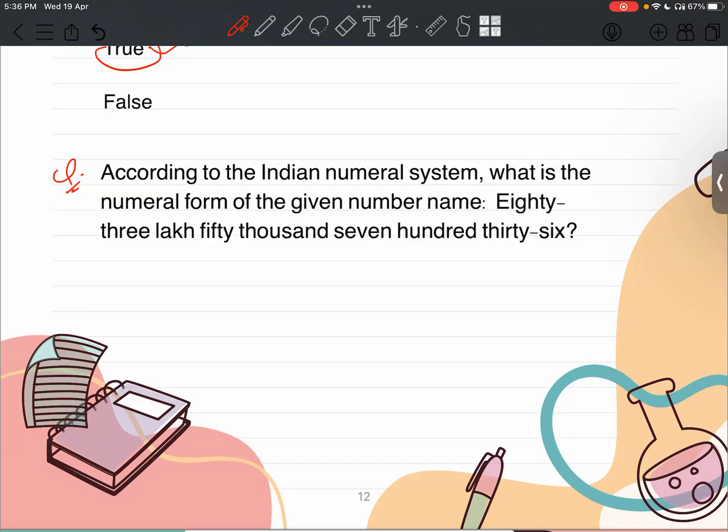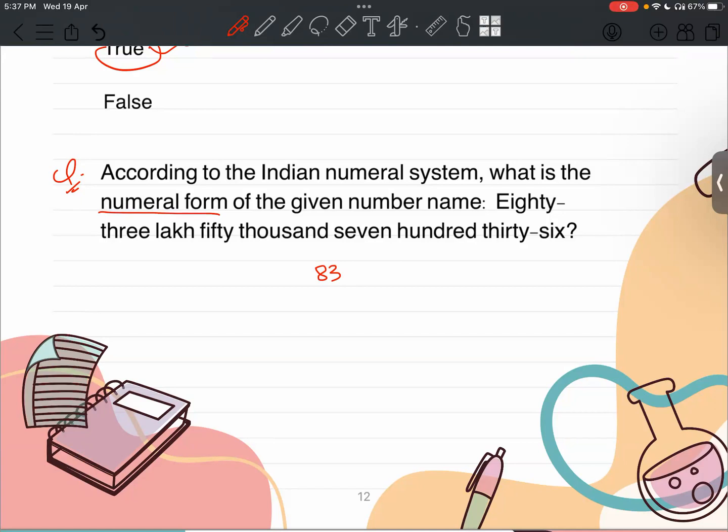Okay. According to the Indian numeral system, what is the numeral form of the given number name? 83 lakh 50,700 and 36. After I write the number, after that tell the number. Okay, the commas are all okay. So 8 3, in the Indian system, huh? Yeah. As for the Indian numeral system, 8 3.